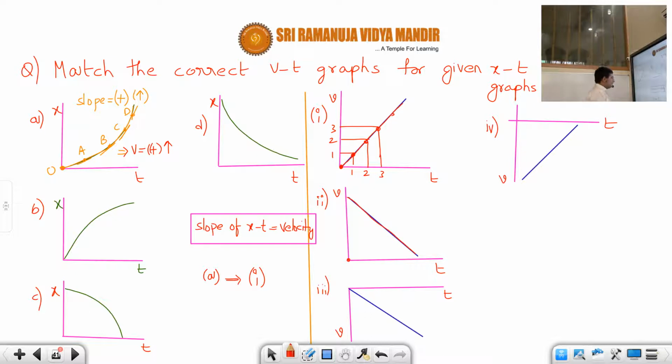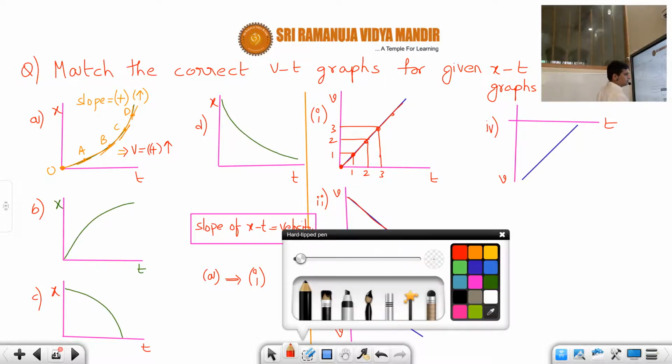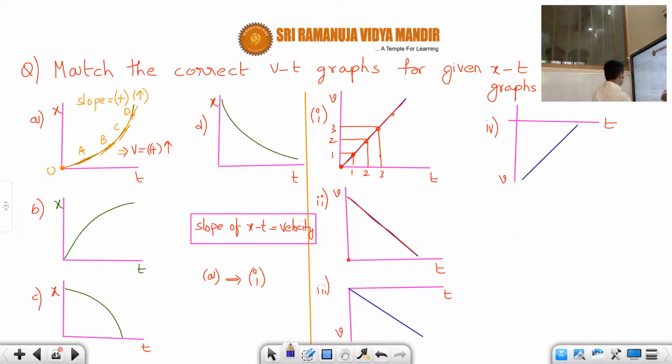Next, let us see B. Now students, let us go to the B. In the B xt graph, as you are going on the graph, let us say there are points A, B, C and D. Now if you draw the tangent and find out the slopes at these points.